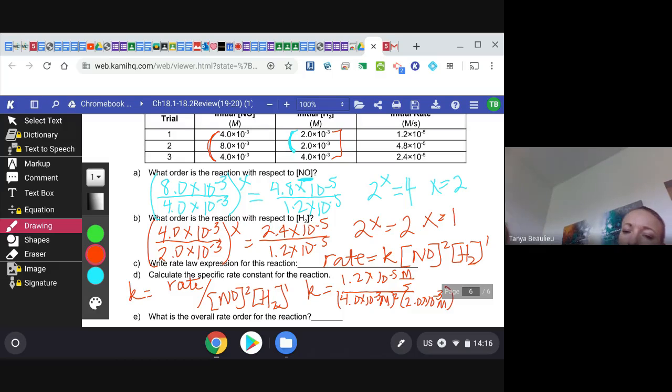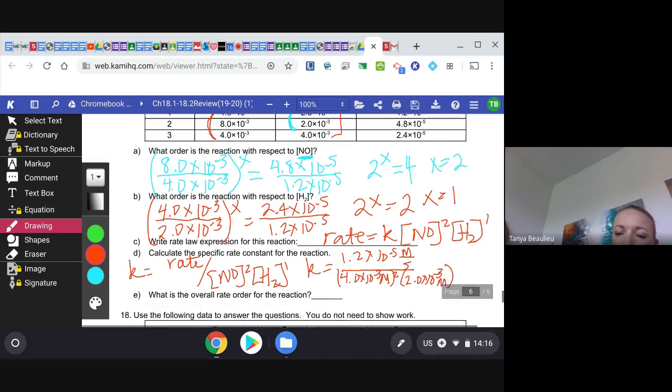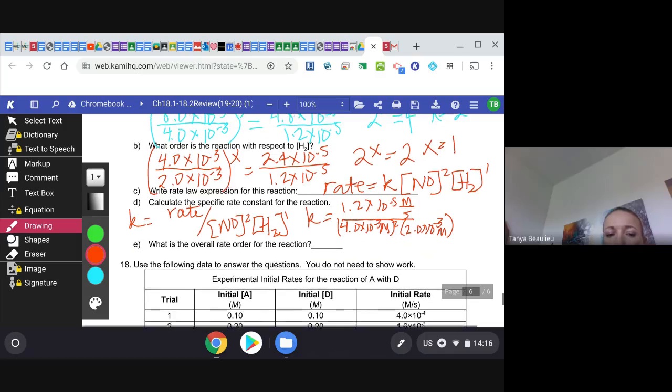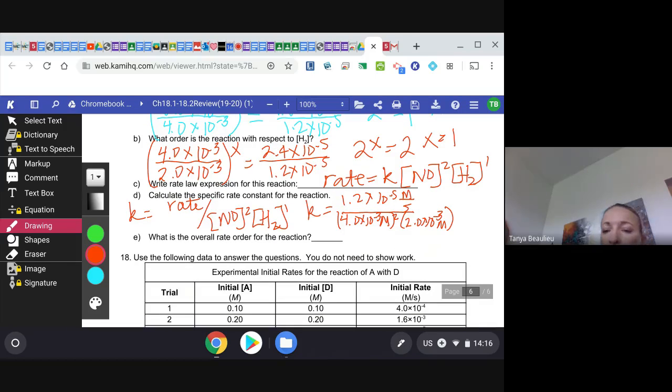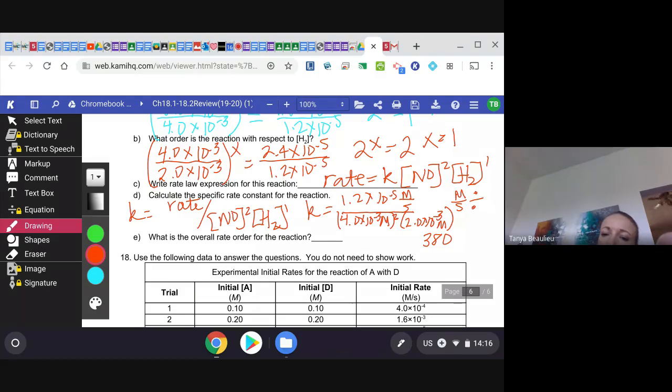All right. That number came out to be 375. A lot of you wrote 375, but with sig figs, that should be 380 there. And then as far as the unit there goes, you have molarity per second divided by molarity squared times molarity, which is molarity cubed.